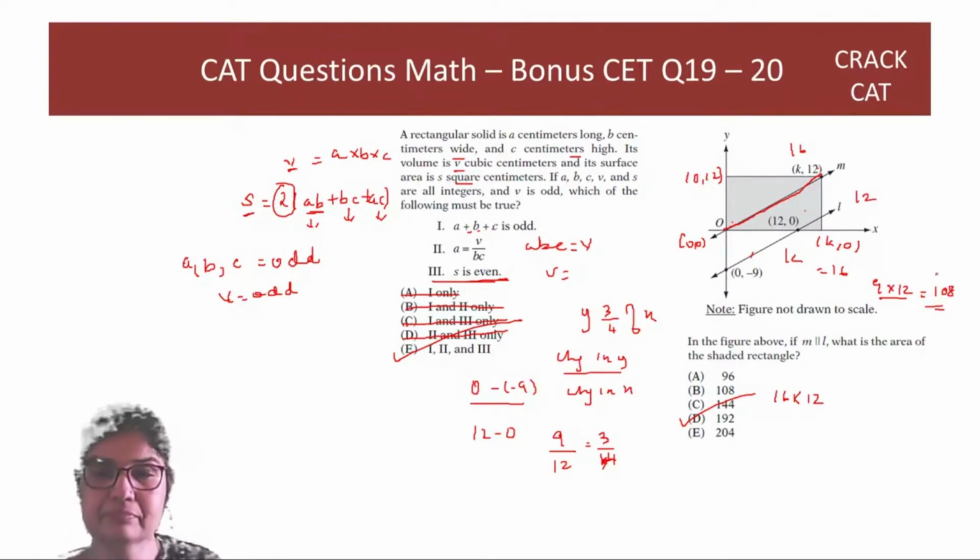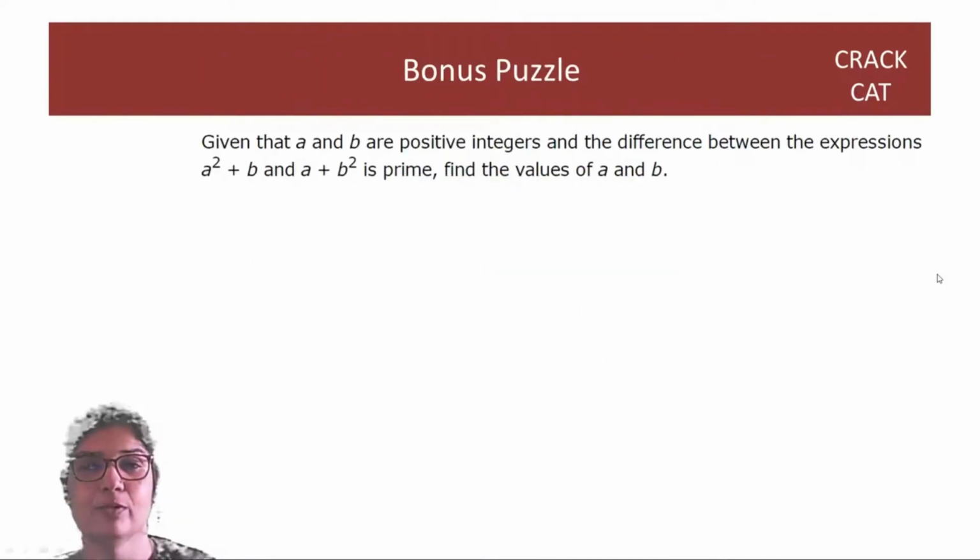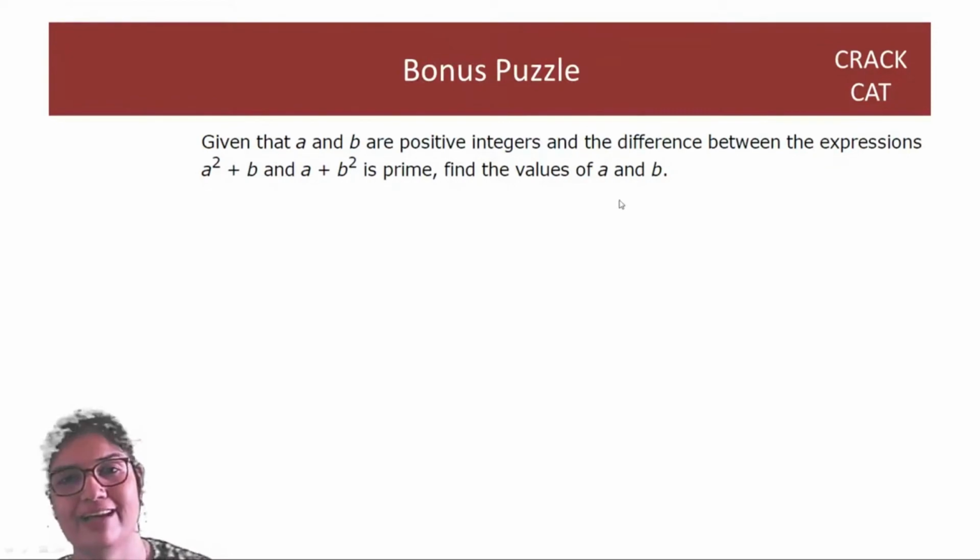Great, guys. So here is your bonus puzzle. You know that a and b are positive integers and the difference between these expressions is prime. You have to find the value of a and b.